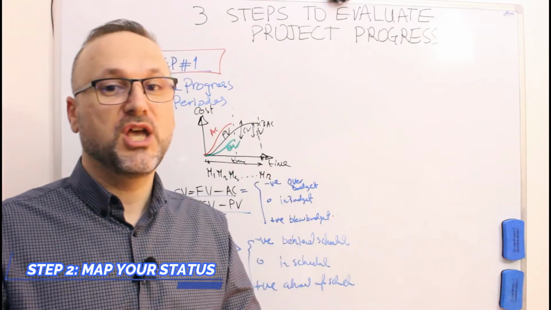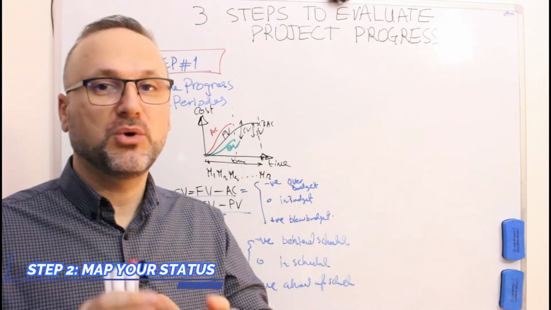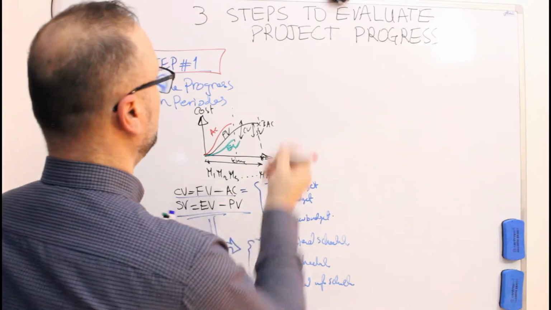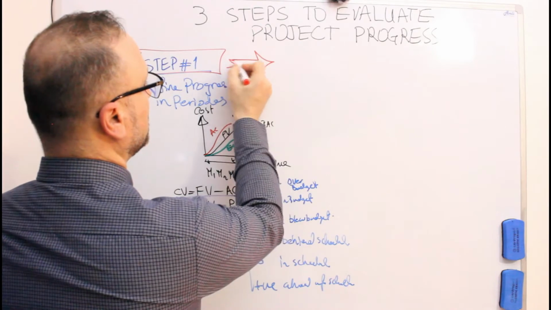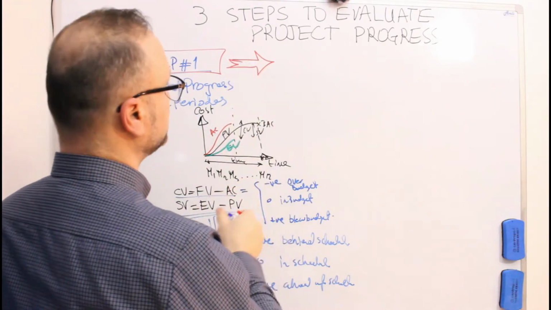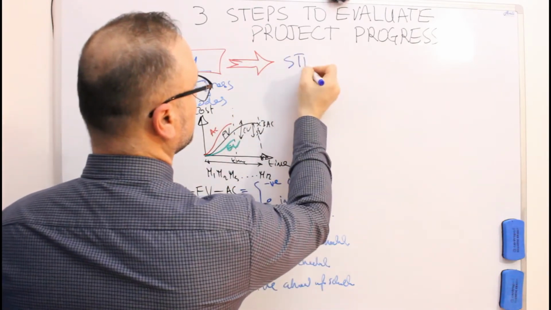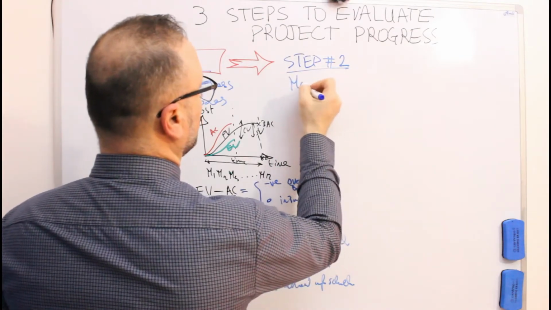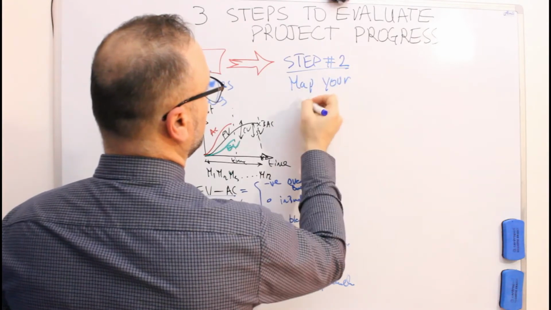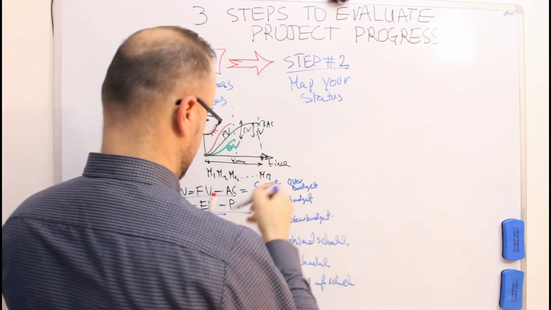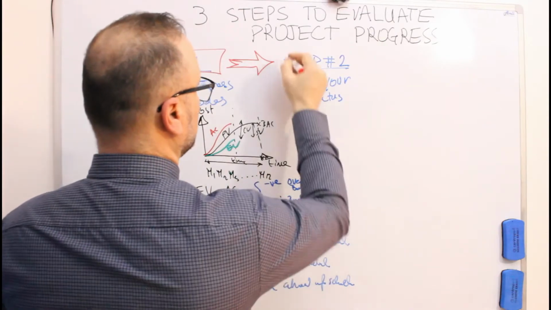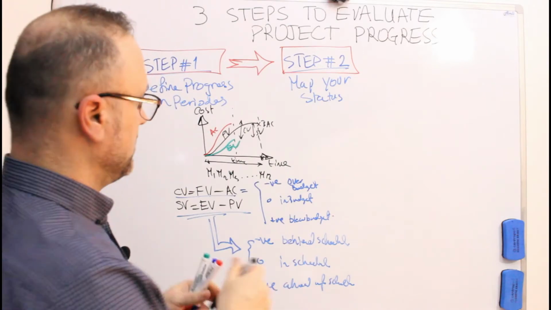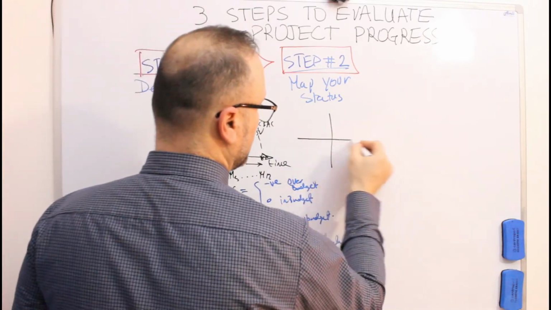Step number 2, you need to map your status. Let's write it here. We go to step number 2: map your status. What does this mean? Another graph will be here.